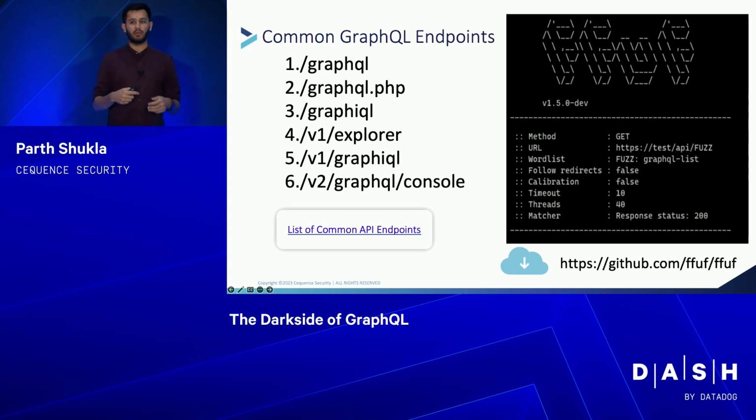Once you do that, you'll come across a scenario where the endpoints are returning 200 or 400 or 302 or whatever the status code is. That is how it will help you to find if there is a GraphQL endpoint or not.